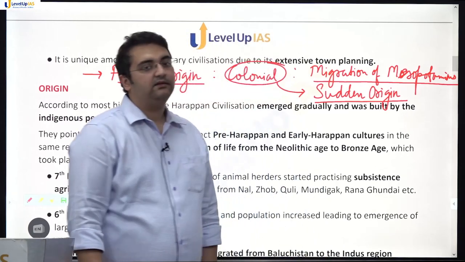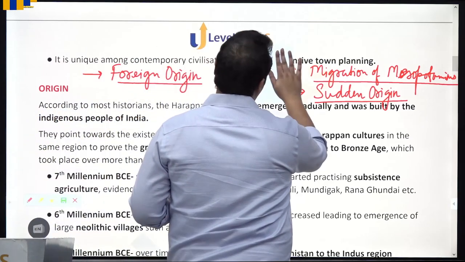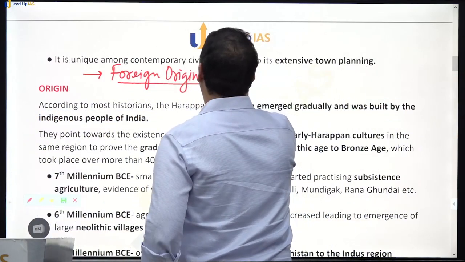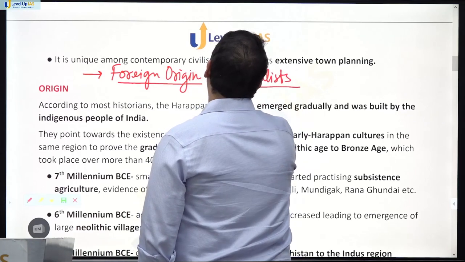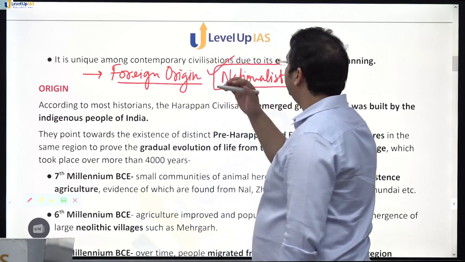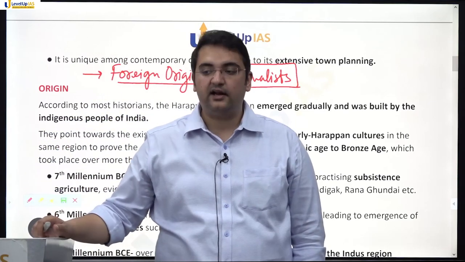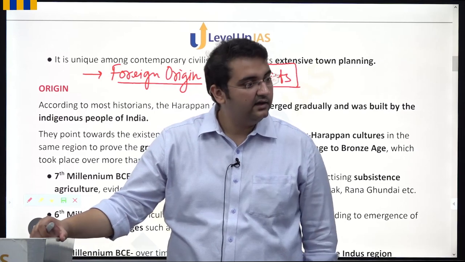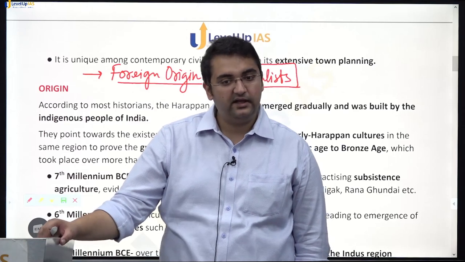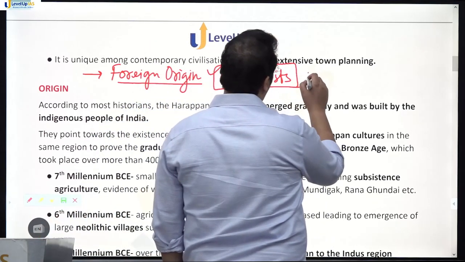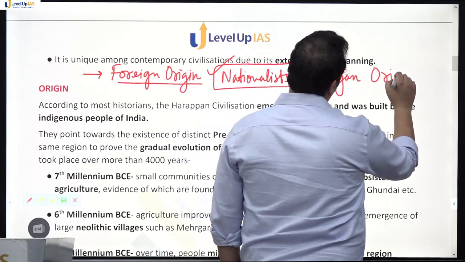Right? Then we come to the category of nationalist historians. Now, there was a very popular trend among the early nationalist historians to glorify the Aryan culture as the indigenous culture of India. So, what did these people say? Who was responsible for the construction of the Harappan civilization? It was the Aryans. So, they have given the idea of the Aryan origin theory.